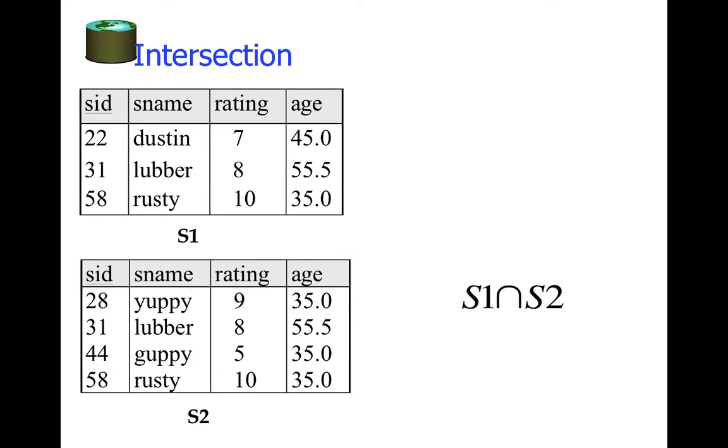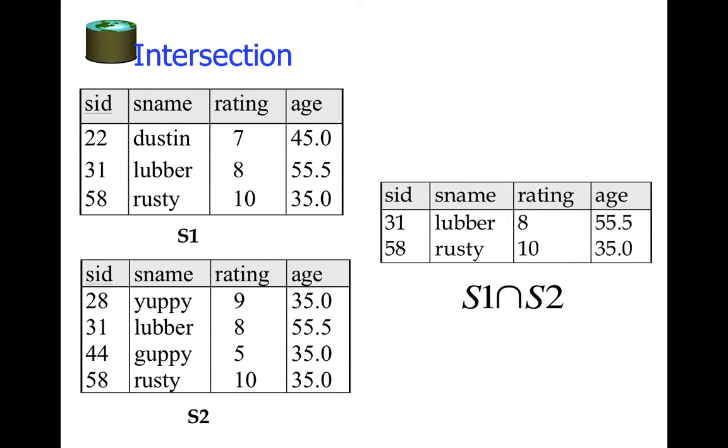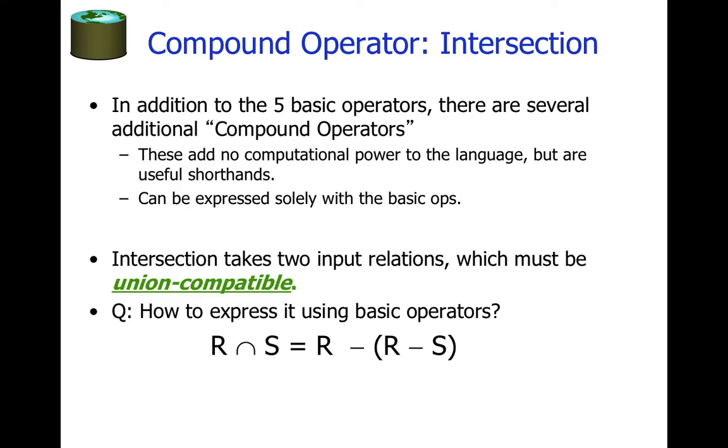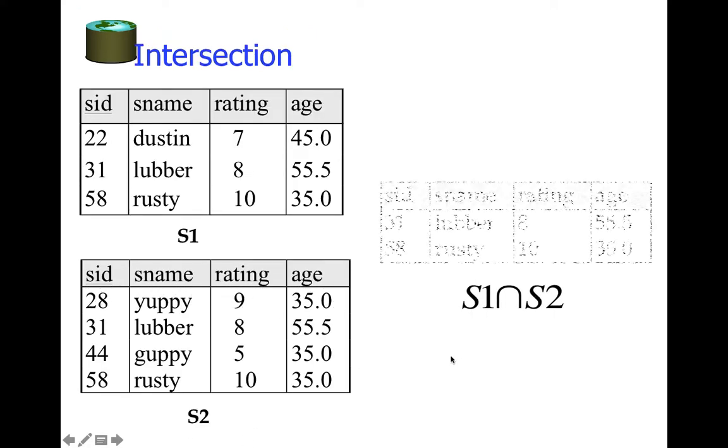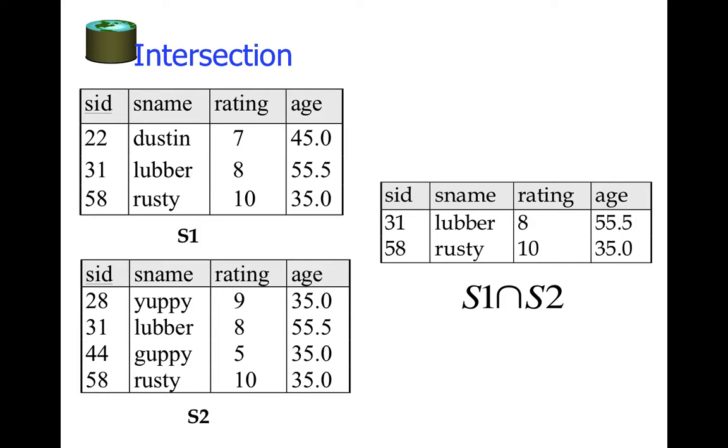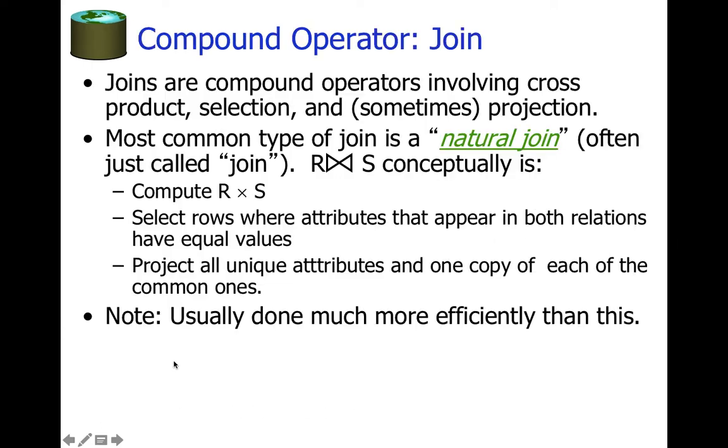So this is S1 and S2. Then S1 intersection S2 is like doing S1 minus (S1 minus S2). So you do S1 and you do this. This one apparently is the intersection, which is the common tuples in S1 and S2.